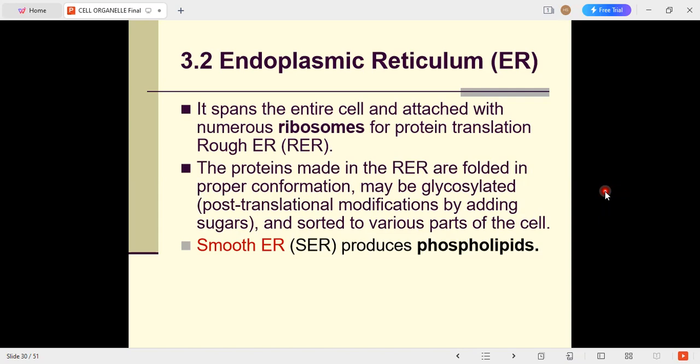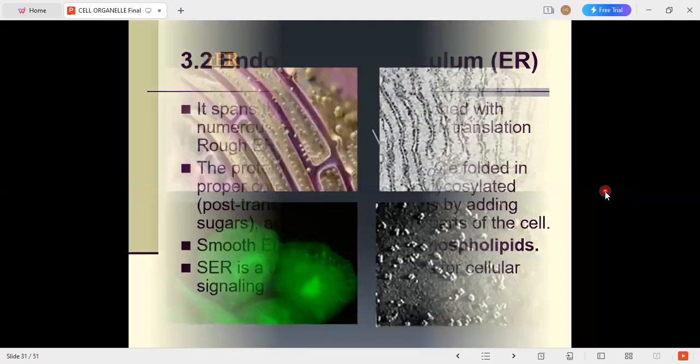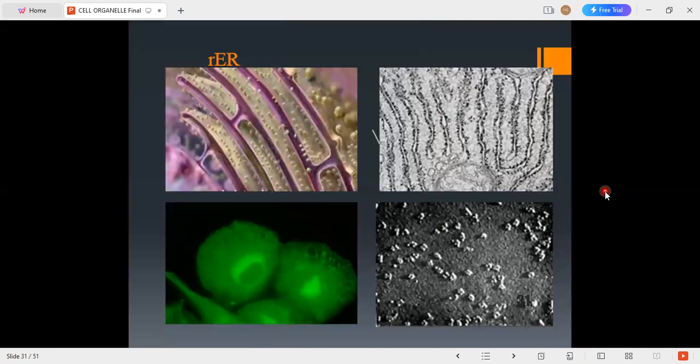and steroids. So, smooth endoplasmic reticulum produces phospholipids. Smooth endoplasmic reticulum is a depot of calcium ions as well for cellular signaling. Here you can see the structure of rough endoplasmic reticulum.